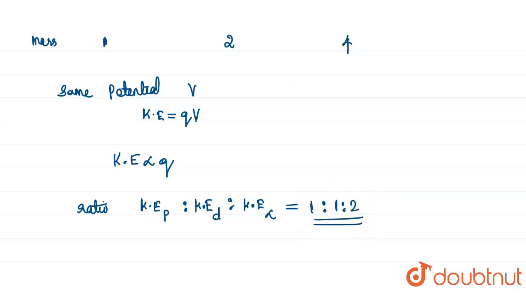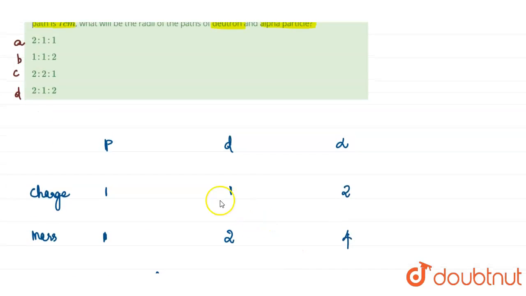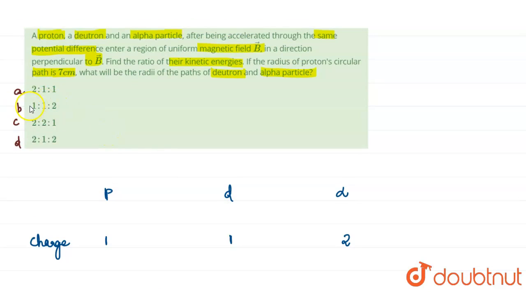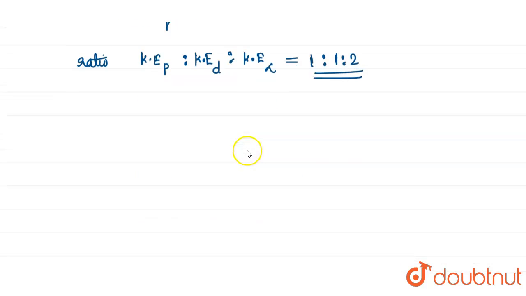So this is our answer for the ratio of the kinetic energy. So our option is B for the first question. Next we can find the radius of the path of the deuteron and alpha particle. Radius of the path of the proton is given as 7 cm.